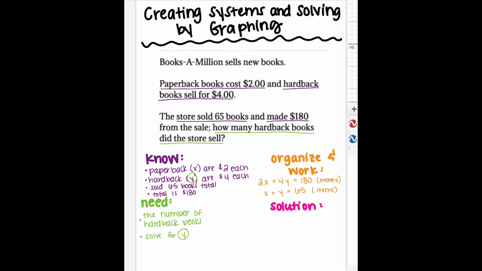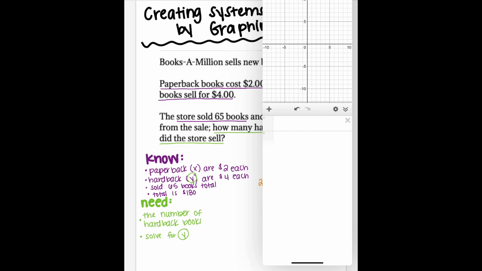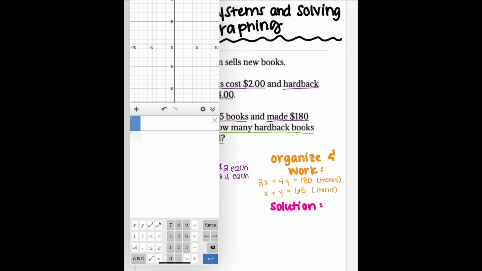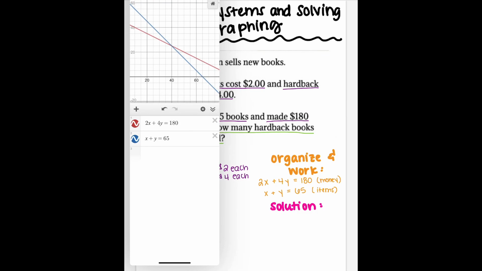Now, let's look at how to solve this. So I'm going to pull up Desmos and type in these two equations. So we have 2x plus 4y equals 180. And x plus y equals 65. So notice I don't see anything on my graph right now. I'm going to need to zoom out.